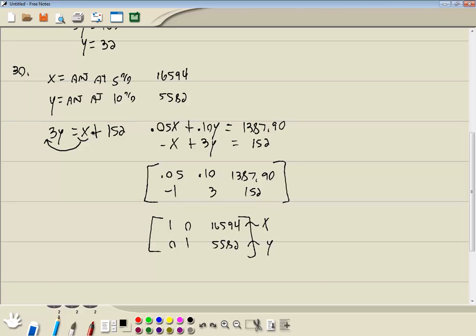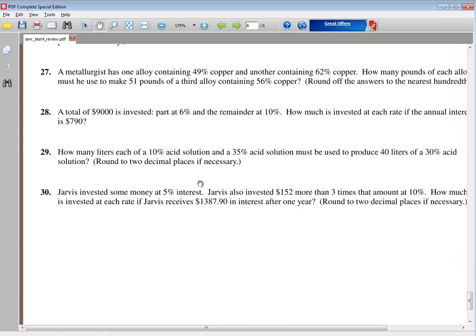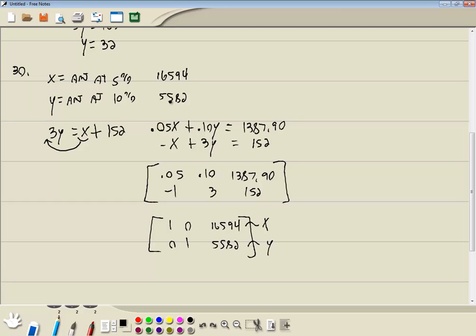Let's see. Well, I don't need to check it. The idea is if I read it right. 152 more than 3 times the amount. So 3 times that and 152 more. I'm pretty sure I interpret that correctly.